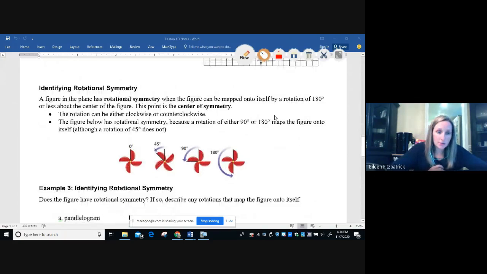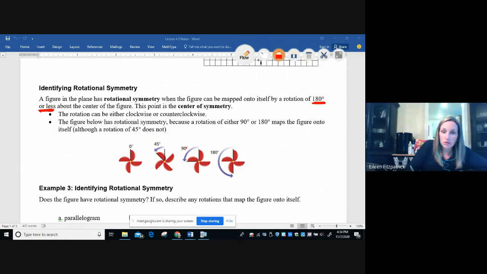Identifying rotational symmetry. A figure in the plane has rotational symmetry when the figure can be mapped onto itself by a rotation of 180 or less. That's hugely important. A lot of students miss this part. 180 or less about the center of the figure. This point is called the center of symmetry.